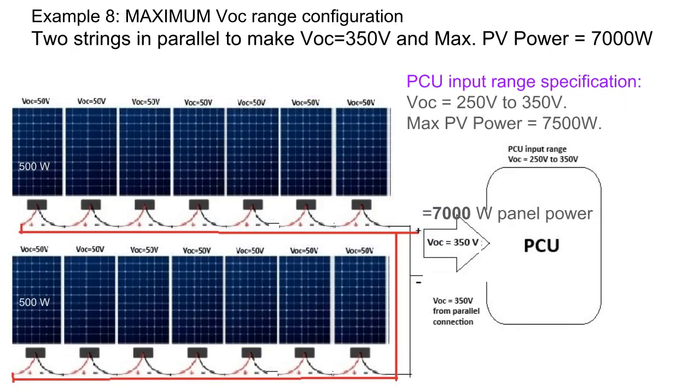Example 8. This is another good combination which utilizes almost the maximum PCU specific requirements, where the max range of the PCU, which is VOC equal to 350 volts, is satisfied, as well as near to the maximum wattage of 7500 watt can also be matched. Ideally, if the PCU range was 7000 watts, this would have been a perfect match. Once again, we have tried to optimize based on our example specifications.